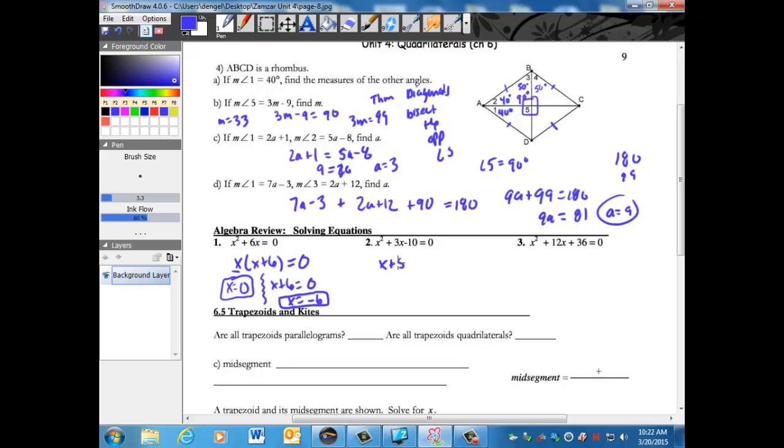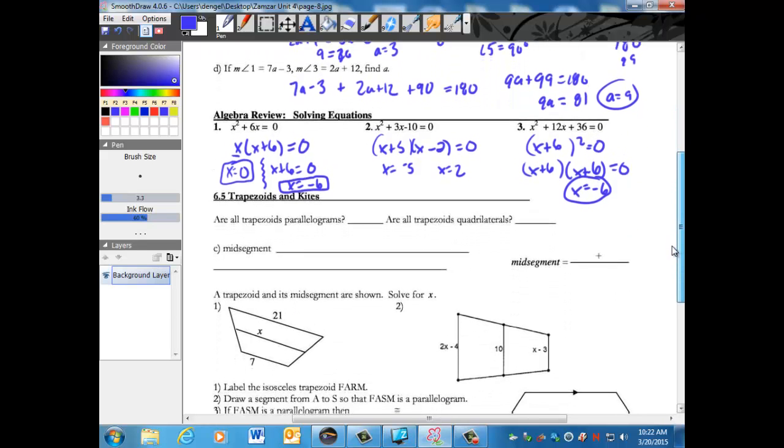This time I get x plus 5 times x minus 2 is equal to 0. X equals negative 5. X equals positive 2. This problem I get x plus 6 squared is equal to 0. And really that's just saying x plus 6 times x plus 6 is equal to 0. Solve for x. X equals negative 6.